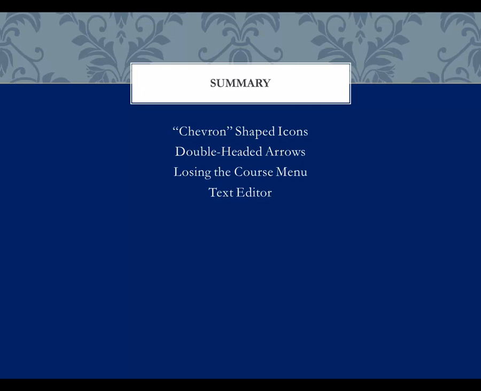In summary, some of the things to watch out for most. The chevron shaped icons. This is the action menu, and it shows options related to that item located to the right of an object. Double-headed arrows, usually to the left of an object, allow you to drag them around to reorder items. Losing the course menu. Accidentally collapsing the course menus on the left is easy to do with the double arrow points located between the menu area and the content area. To get it back, just click on those areas again.